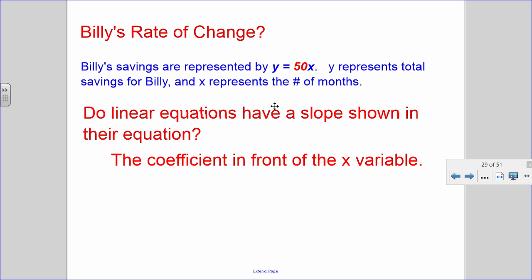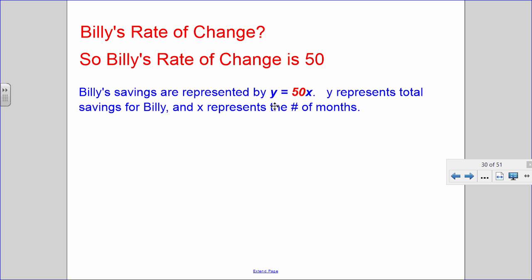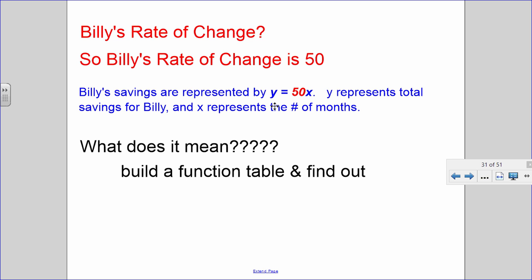So linear equations have a slope in their equation. It's the number in front of x. So basically, it's 50. So Billy's rate of change is 50. That's great. What does it mean? Let's build a function table just so I can show you what it means. It's important to know what it means.